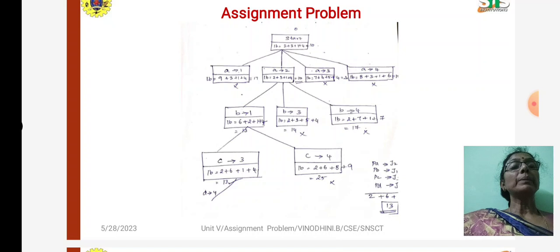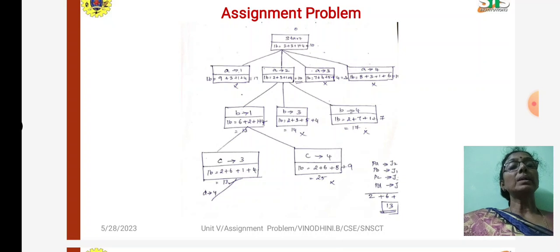From the second level we came to know that job 2 is assigned to person A and job 1 is assigned to person B. At the next level we have to find out what jobs are assigned to persons C and D. There are 2 options: we can assign job 3 to C and job 4 to D, or job 4 to C and job 3 to D. Based on that assumption we can calculate the lower bound value.